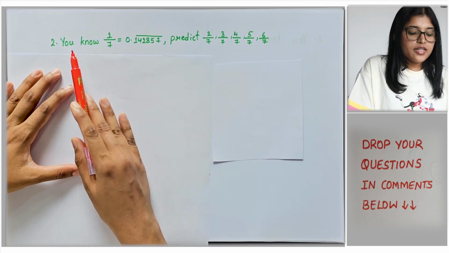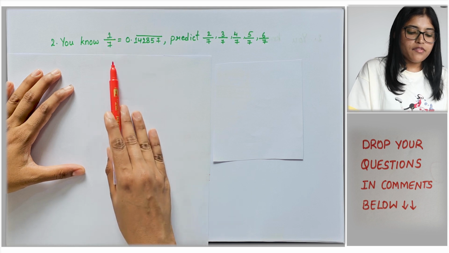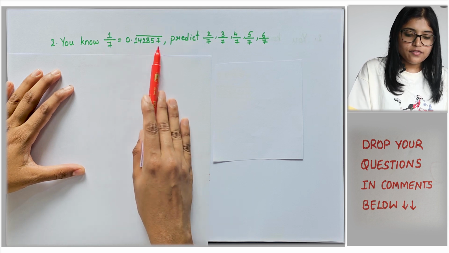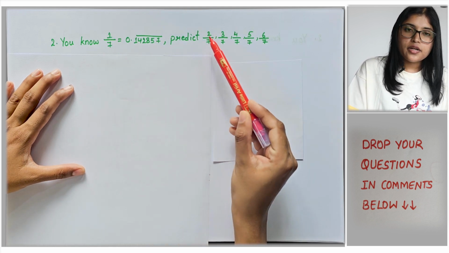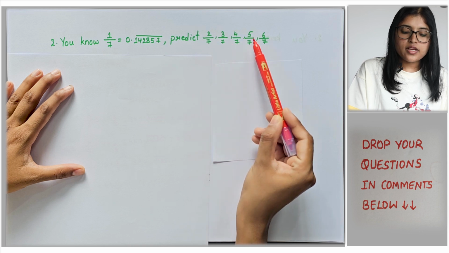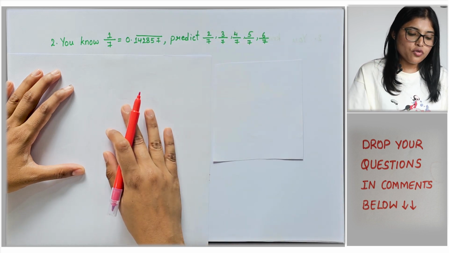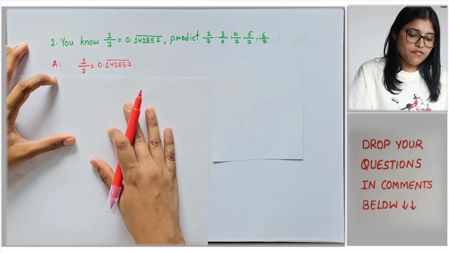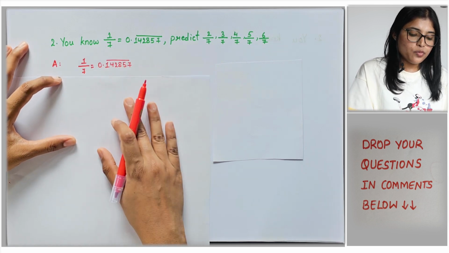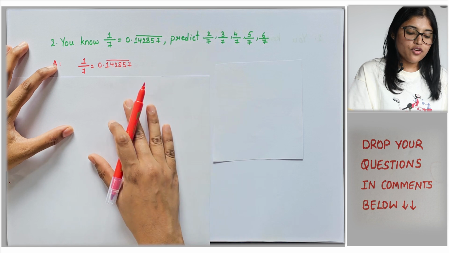The second question tells us we know 1 by 7 is 0.142857 with a bar, and it asks us to predict 2 by 7, 3 by 7, 4 by 7, 5 by 7 and 6 by 7. Let's see how to do this. So 1 by 7 is the value given to us. Let's see how we can find 2 by 7.